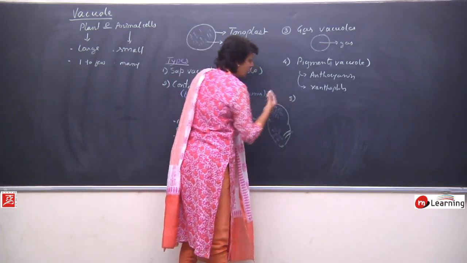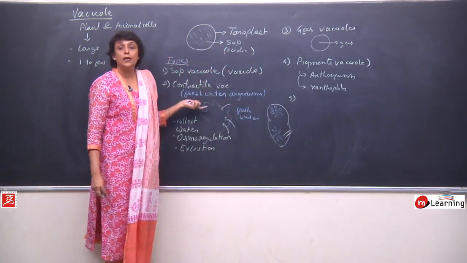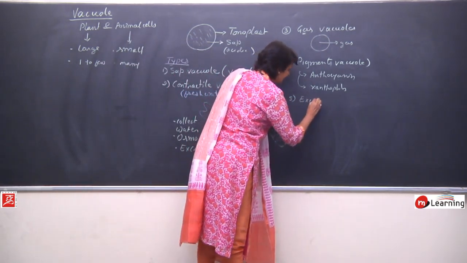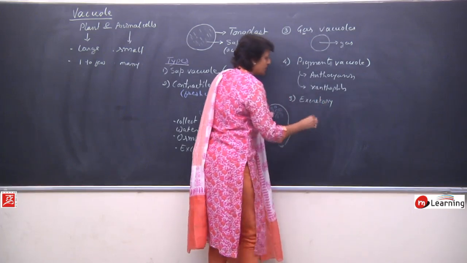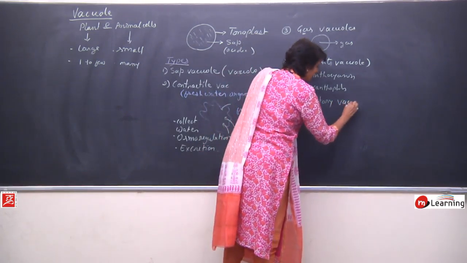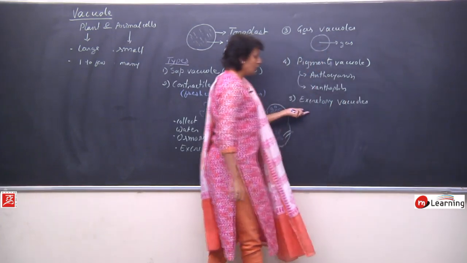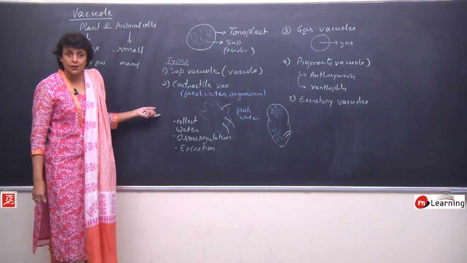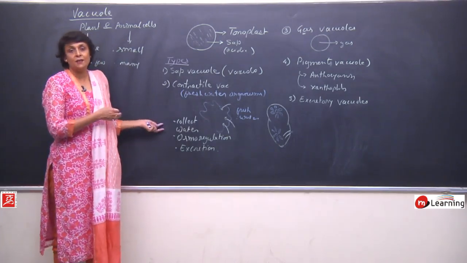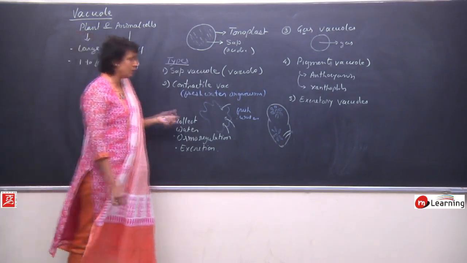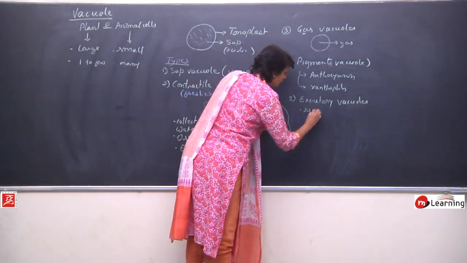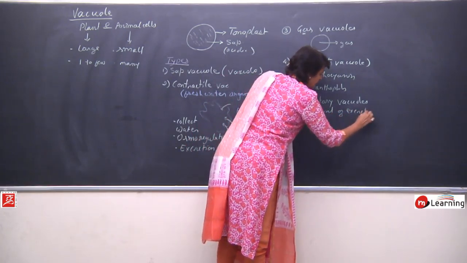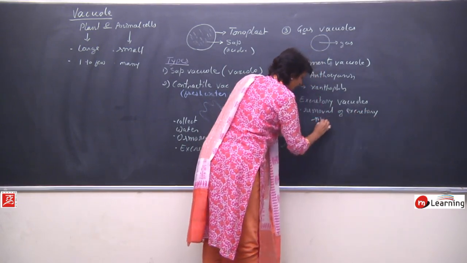One more type of vacuole has been reported which contains excretory material. Those are known as excretory vacuoles. So they just keep on accumulating the excretory material or toxic substances from the cell and ultimately may release it outside by exocytosis. So this is also for removal of excretory material.